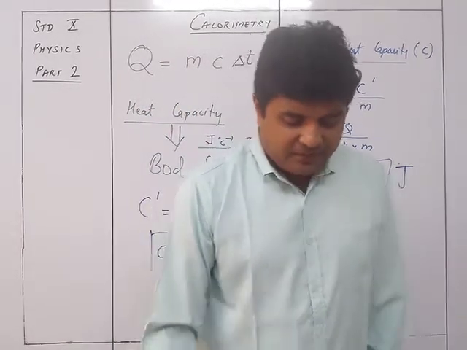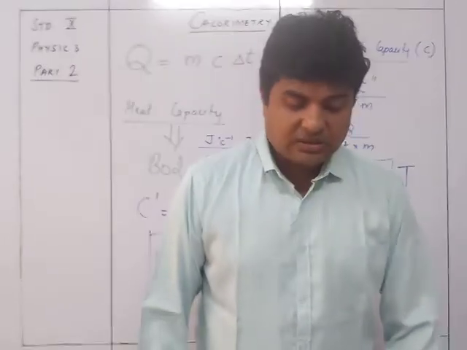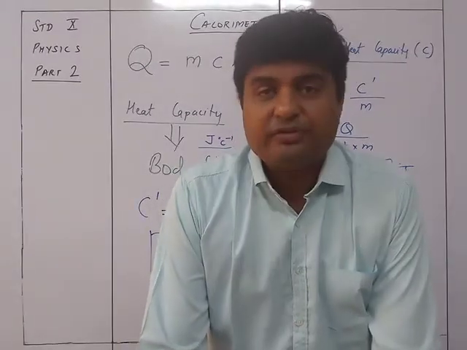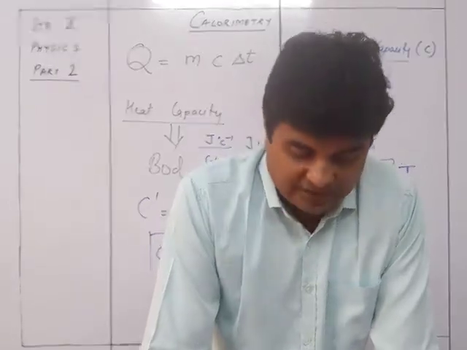Thus, the quantity of heat energy absorbed to increase the temperature of the body depends upon three factors. Mass of the body, Q is proportional to M. The increase in temperature of the body, Q is proportional to delta T. And the material of the substance of the body, that is Q is proportional to C.